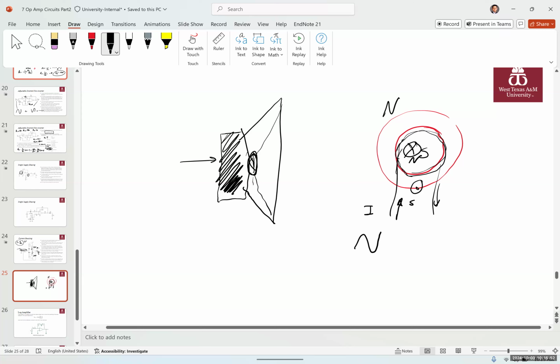So if I have a current like this, it's going to constantly change the magnetic field direction, and this coil is actually connected to the flexible part of the speaker, and the magnetic field is going to create a movement, and the movement is going to move the air, and you're going to hear a sound.